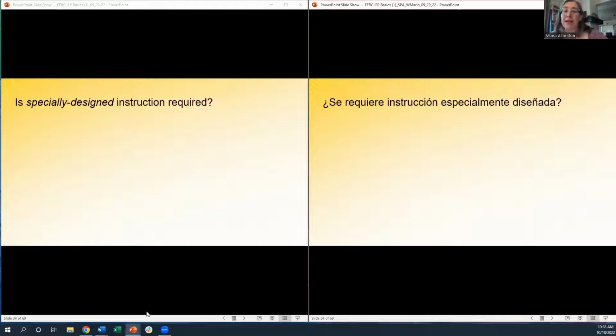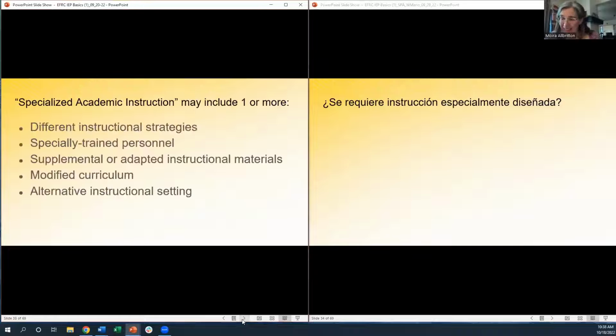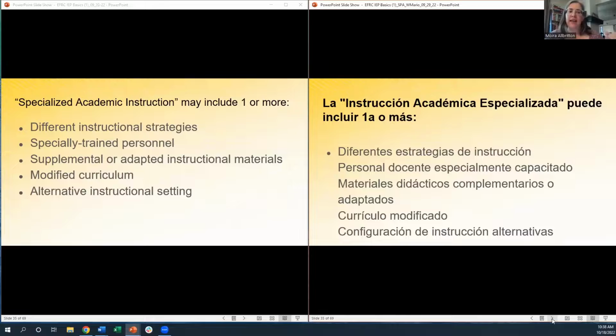So assuming that this question is also yes, we go to the third question. And that is, is specially designed instruction required? This is super complicated also, because we have to show that the student's needs can only be met with specially designed instruction. This can be that they need a specific level of training for the people working with a student. This can be that the student requires different kinds of instructional strategies, or a different curriculum, or an alternative setting, that the typical classroom is not the appropriate setting. So all of those things have to be considered.